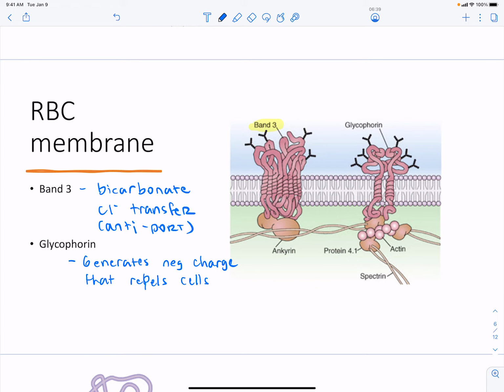And so each of these are going to be associated in the cell with different anchoring proteins. So for example, band 3 has ankyrin that is then going to be attached to spectrin. And then glycophorin is going to be attached to protein 4.1 and actin and to spectrin as well.